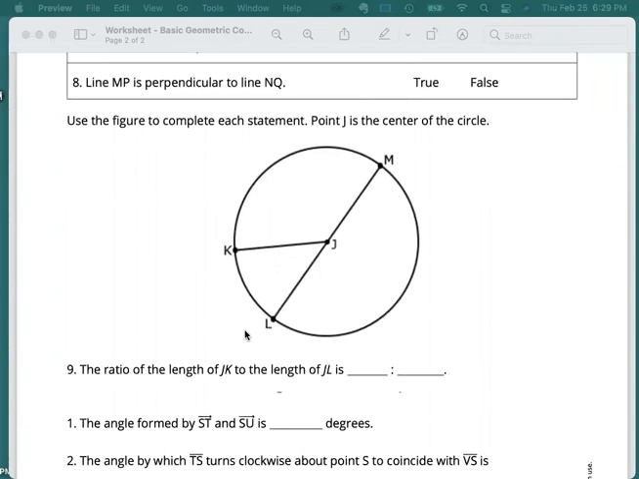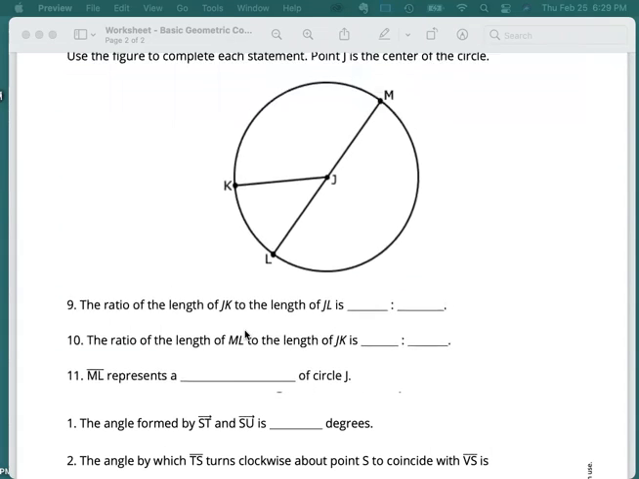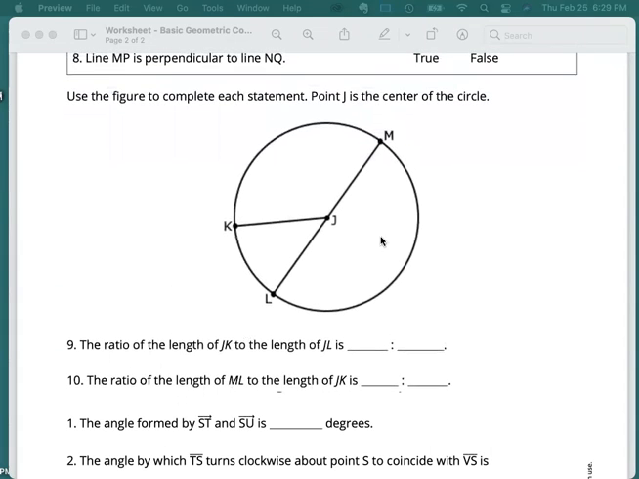Okay, now we have a circle, and this is it for this question. Use the figure to complete each statement. J is the center of the circle. So the ratio of the length of JK to the length of JL, so JK goes from the center, so that's basically the radius, right? So this is a radius, and JL is also a radius. So it's 1 to 1.